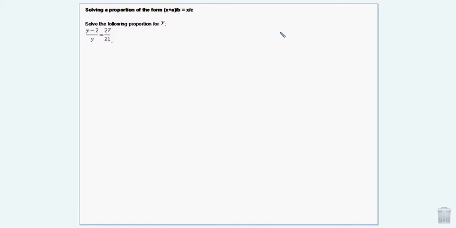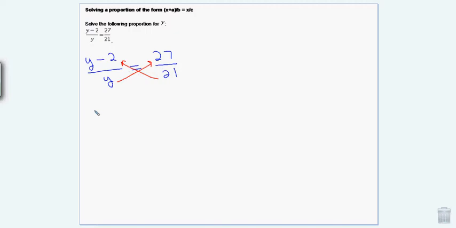Okay, next we're going to talk about solving proportions. A proportion is essentially two fractions that are equal to each other, or two ratios that are equal to each other. In order to solve a proportion, we cross multiply. What do I mean by cross multiply? I multiply this denominator times that numerator, and this denominator times that numerator.